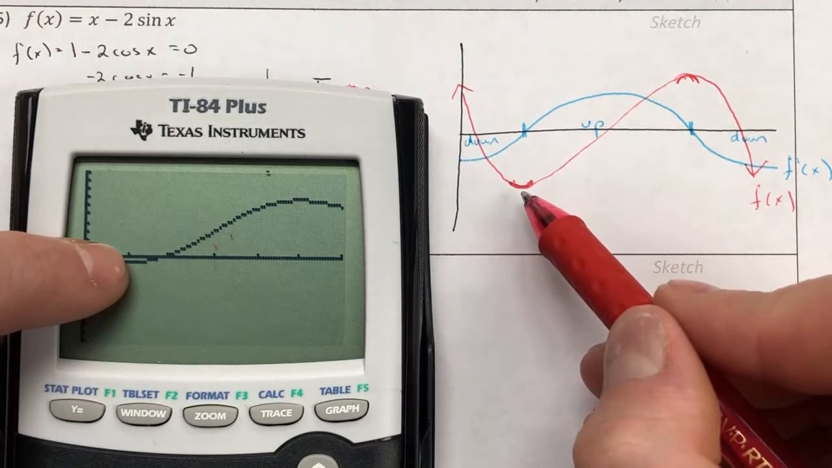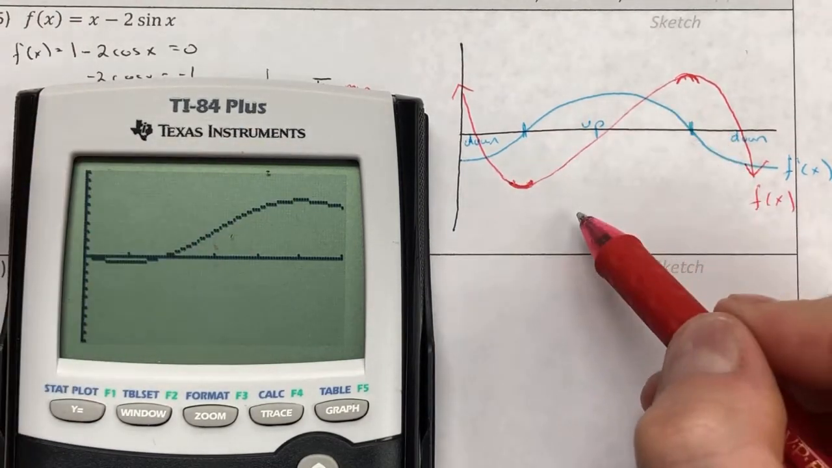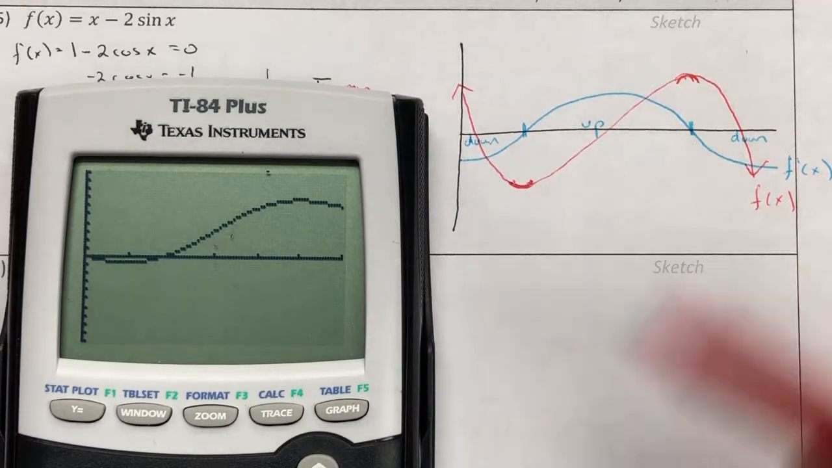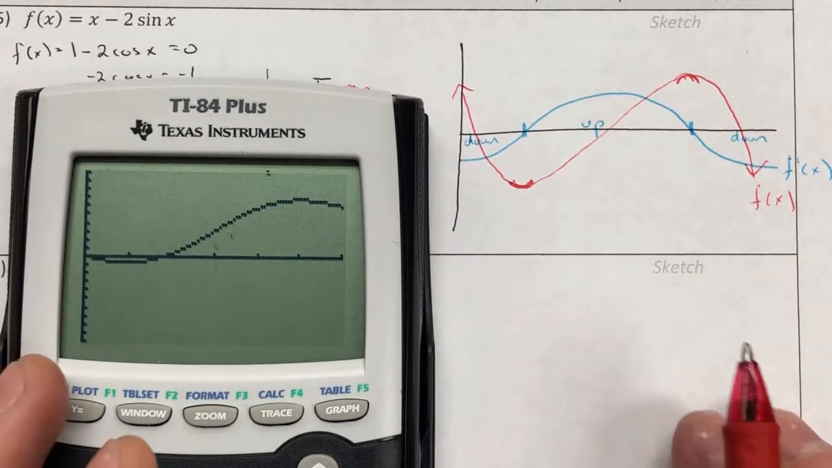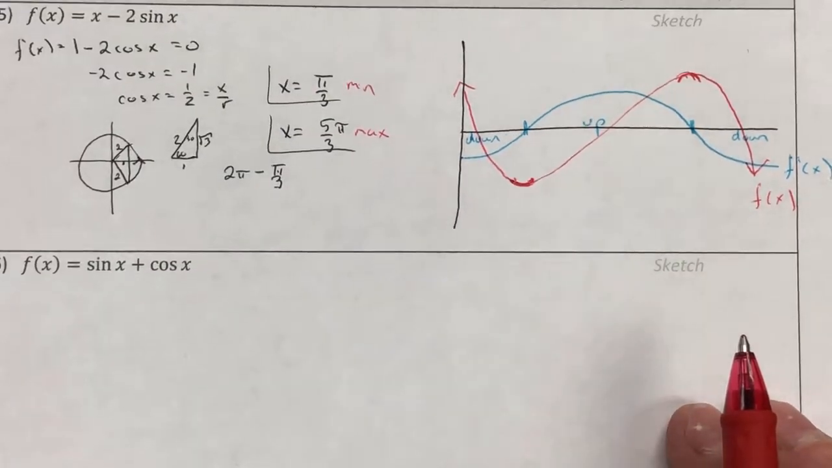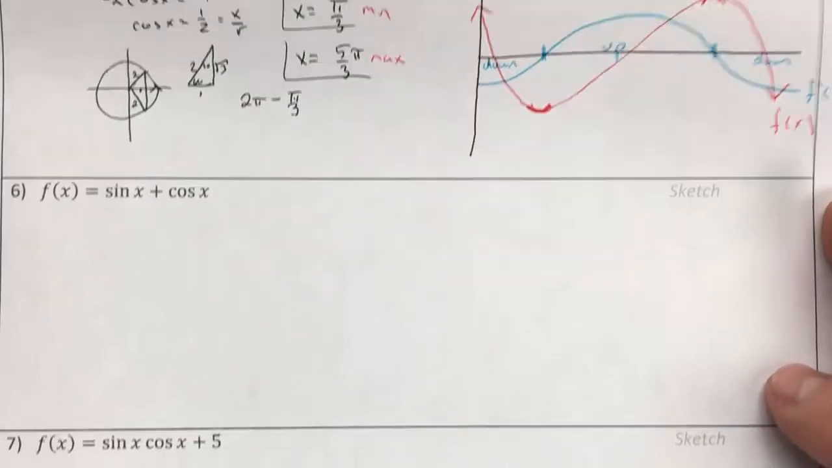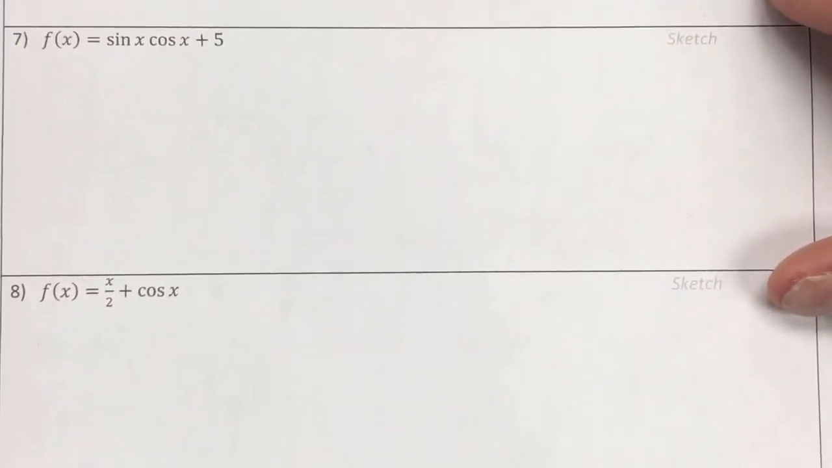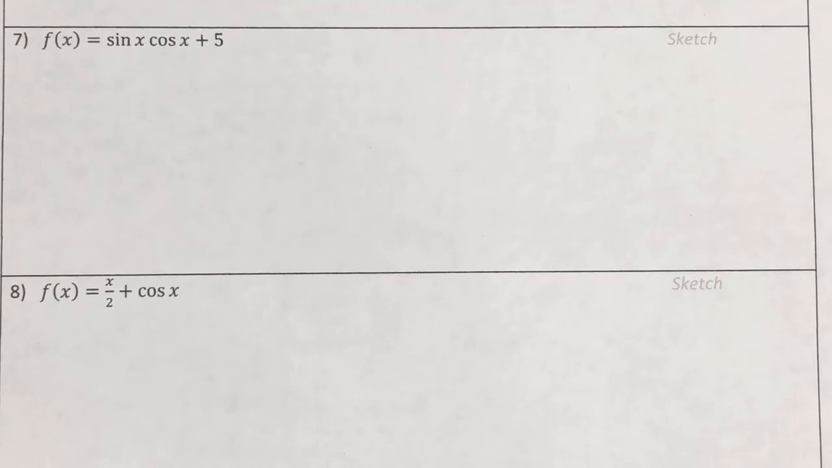We have a minimum point right there and a maximum point right there. Got to scale off a little bit, but you know what? That's the overall shape of the graph. So good job. So why don't you go ahead and try number 7 on your own. Go ahead and pause the video and pause it when you're done and see how well you did.